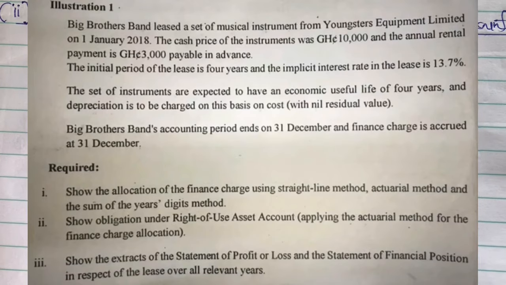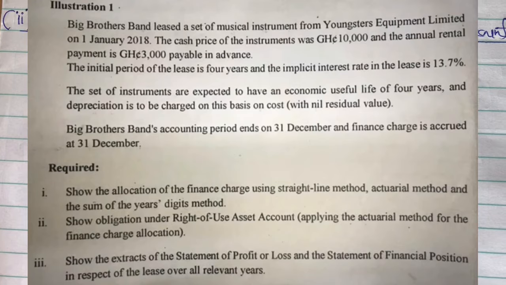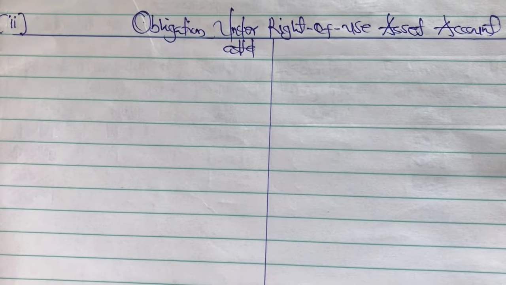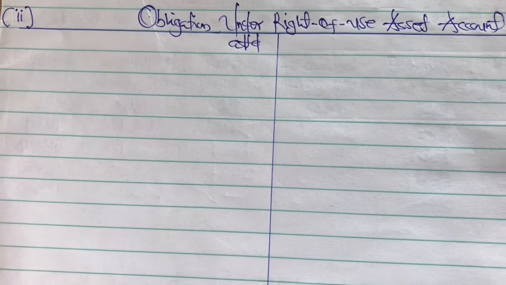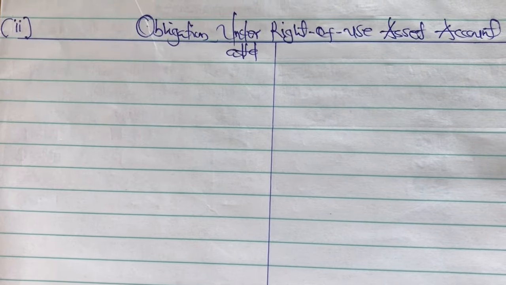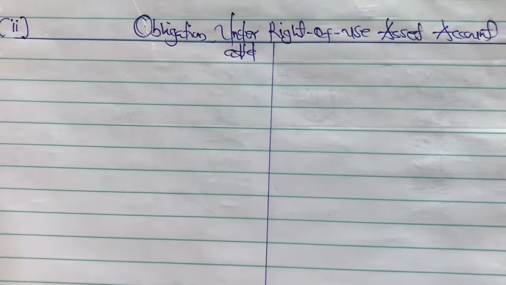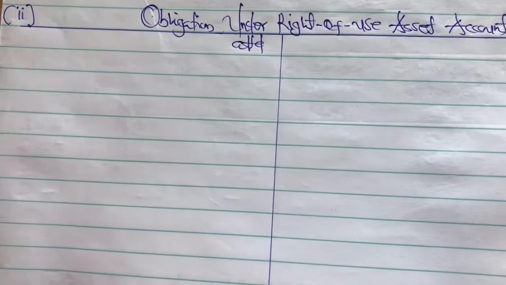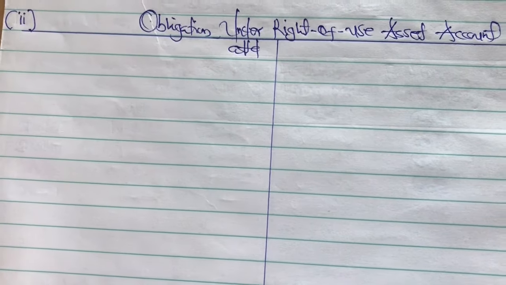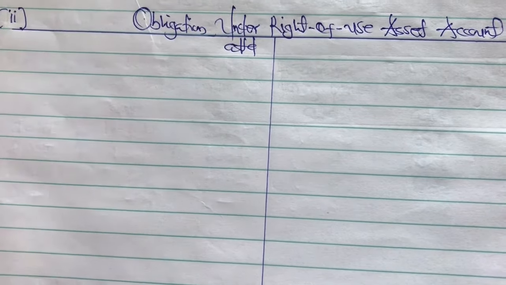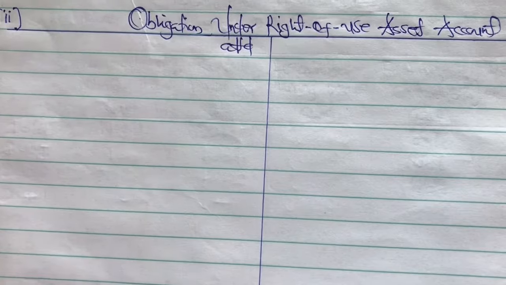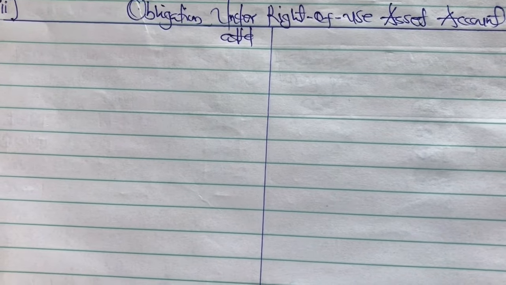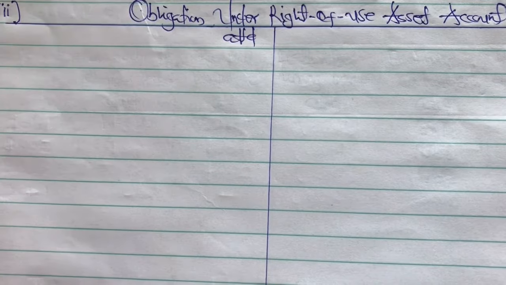The requirement II says show the obligation and the right of use asset account applying the actuarial method for the finance charge allocation. Okay, so this means that under the obligation and the right of use asset, we are going to use the finance charge that is being calculated by using the actuarial method to determine the right of use asset. Okay, good. So this obligation and the right of use asset account means that we are going to determine the initial liability or the liability at each period, that is at each year. Then we determine the finance charge at each particular year, that is at the close of each year. Then we determine how much is being paid to reduce the liability. Okay, but remember that the payment is constant, that is the rental payment is 3,000. So that is what we are going to do. We are going to present it according to the years.